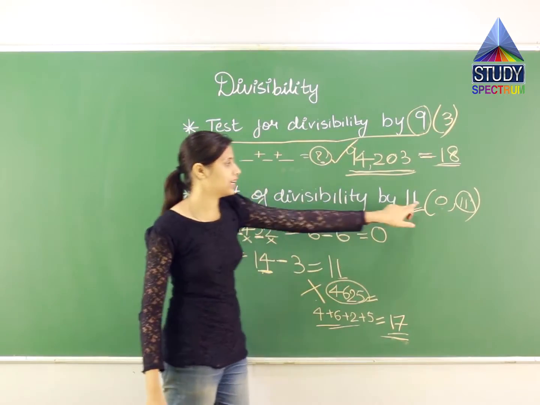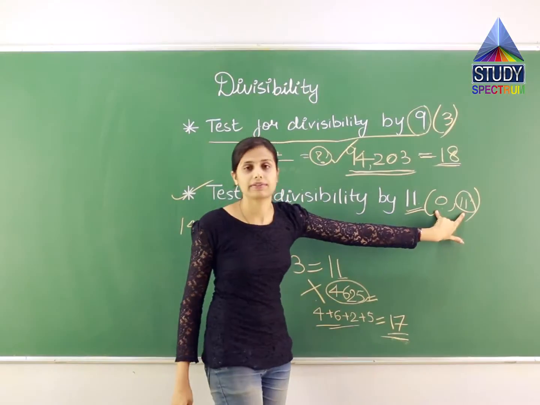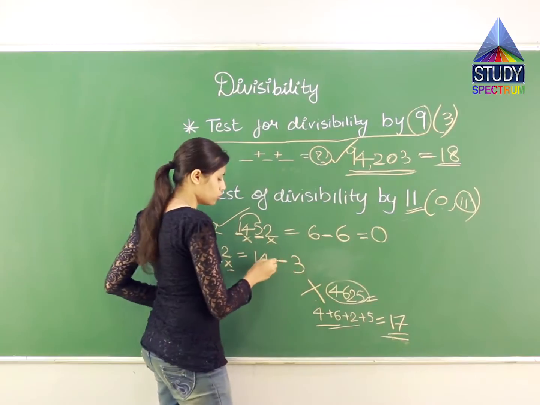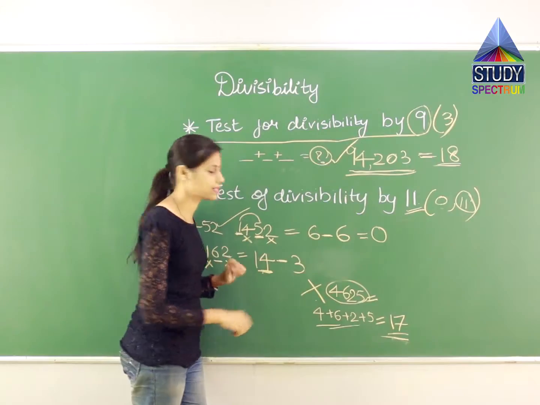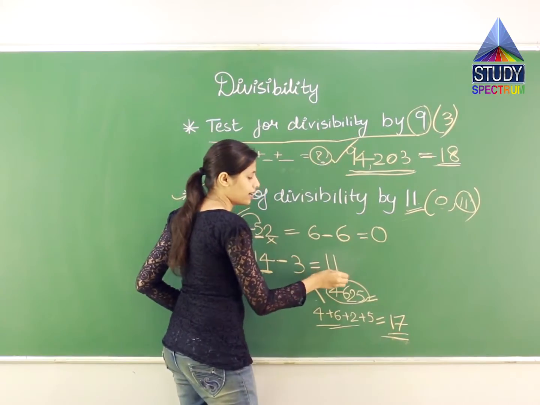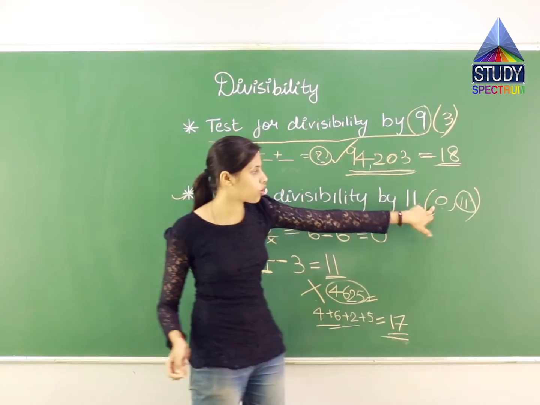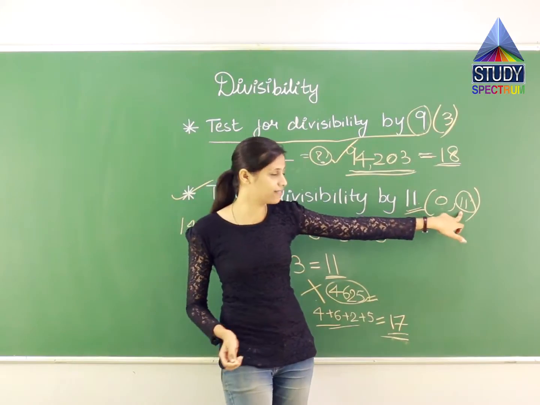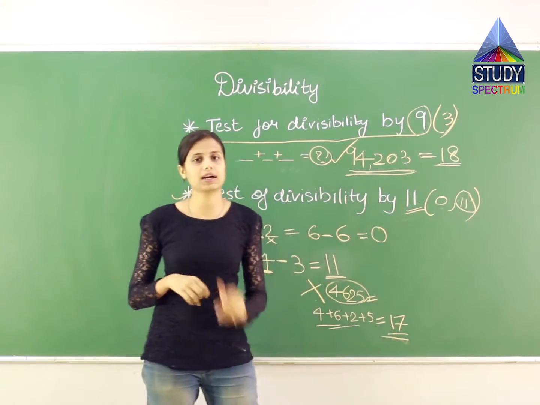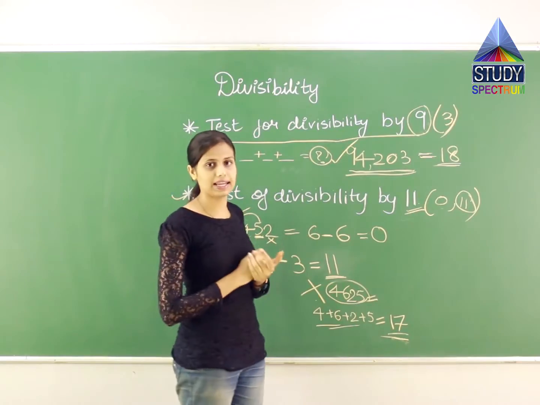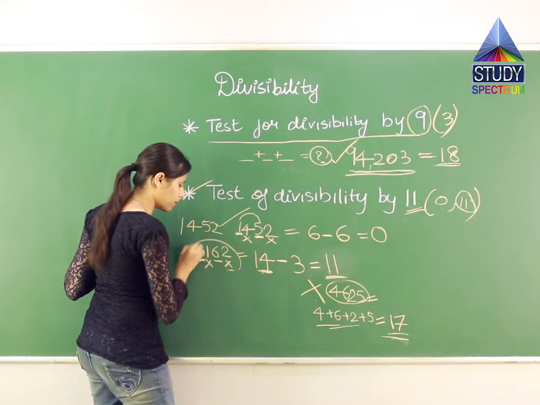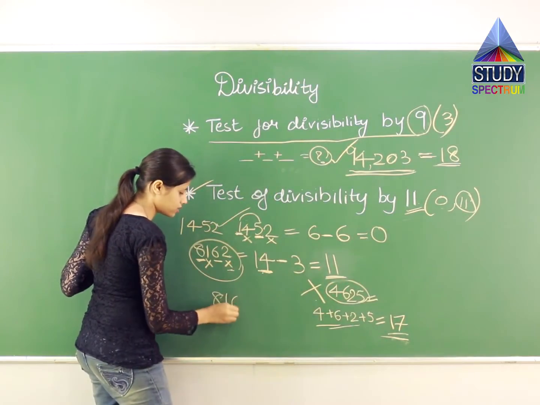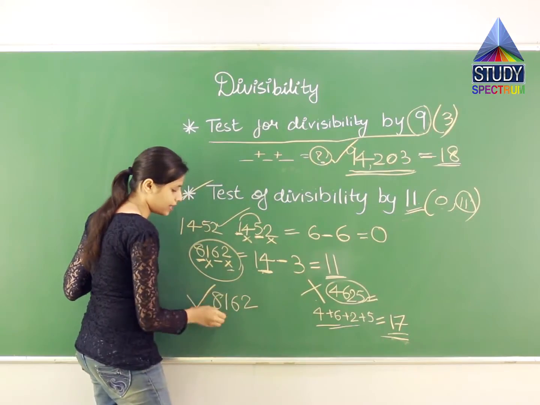Tell me, is 11 equal to 0 or divisible by 11? 11 ones are 11. So 14 minus 3 is equal to 11. Now tell me, is 11 equal to 0? No. But is it divisible by 11? Does 11 come in the table of 11? 11 ones are 11. Yes, I got 11. So 11 is divisible by 11. So I can say that this whole number, which is 8162, is divisible by 11.